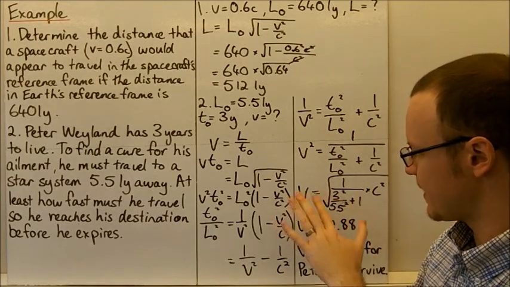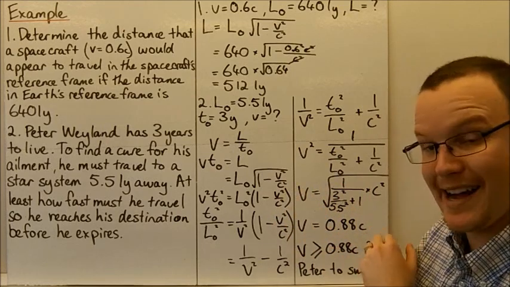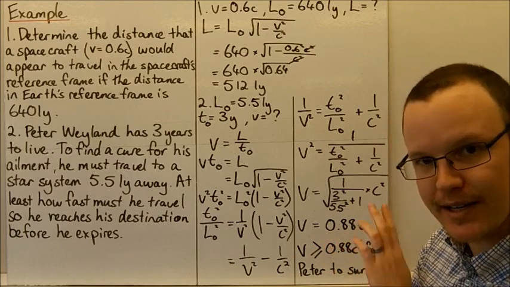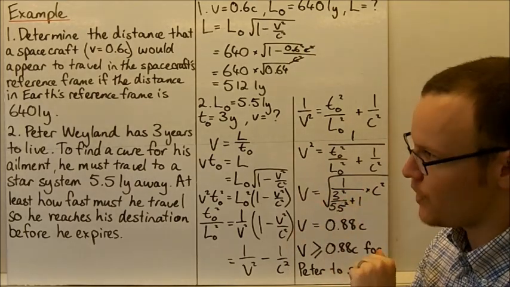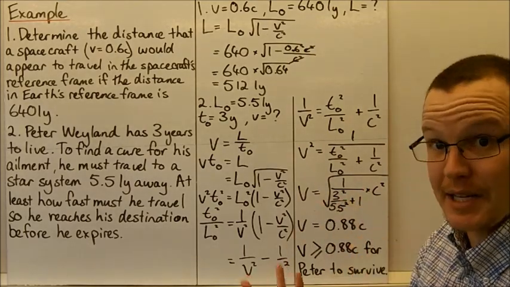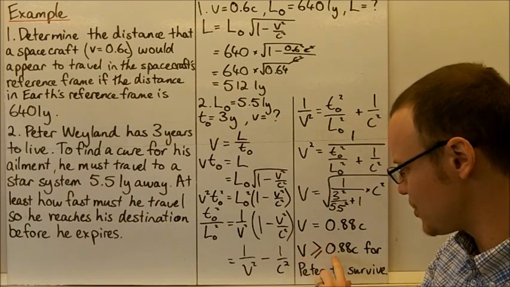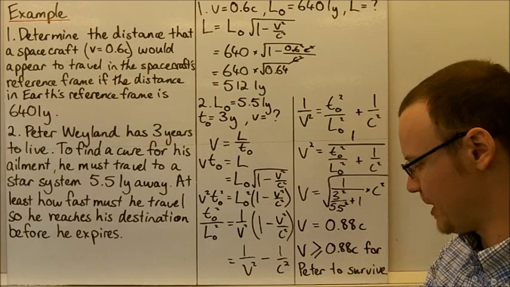Here, and we get a velocity of 0.88 c. So this is the minimum velocity that he has to travel at in order to traverse that 5.5 light years and take 3 years to do so. So that means the velocity needs to be greater than or equal to 0.88 c for Peter to survive.